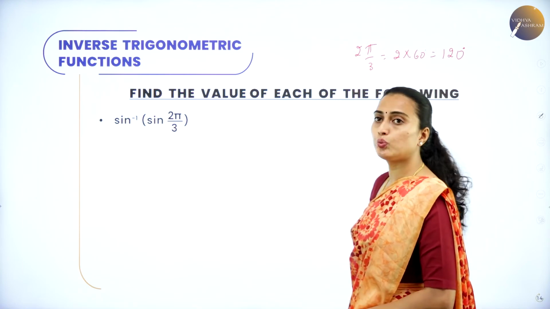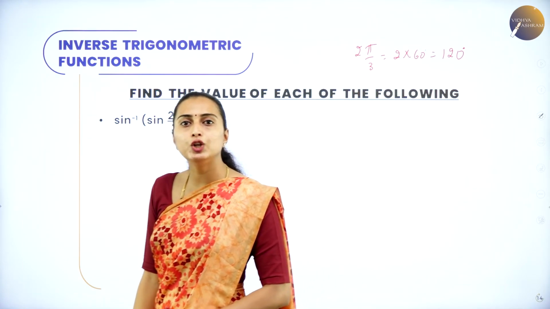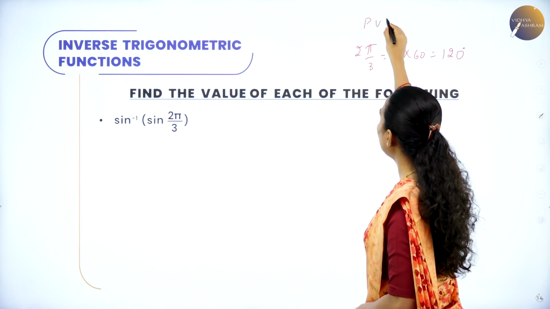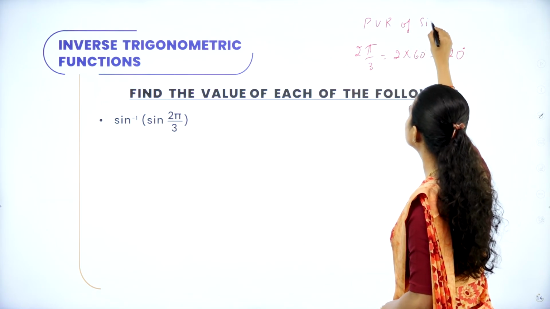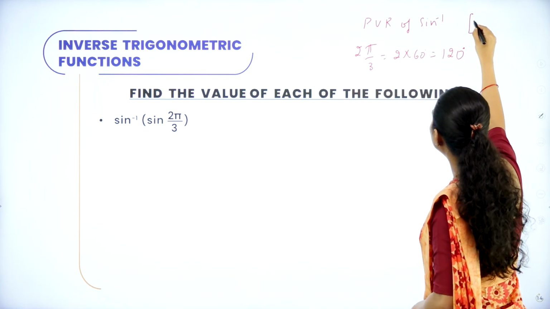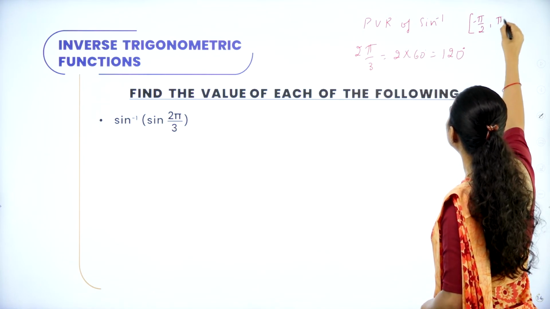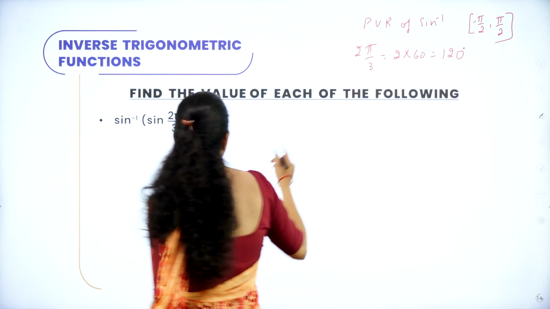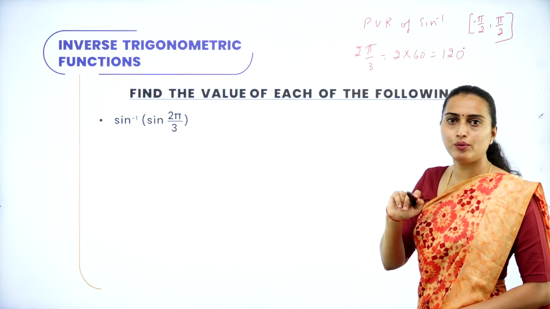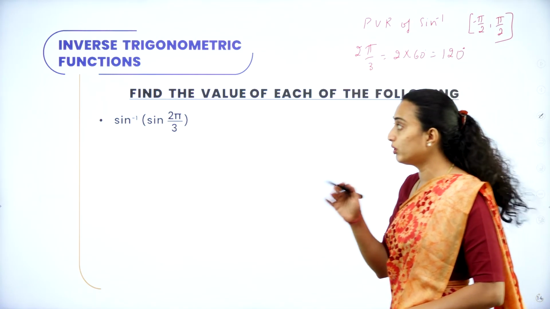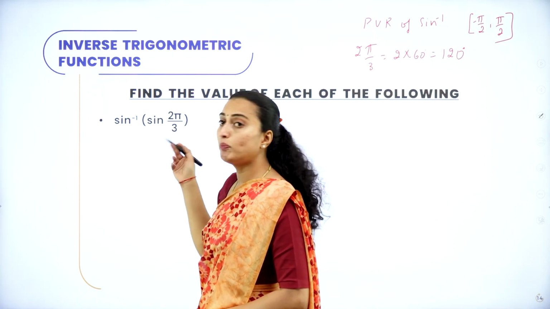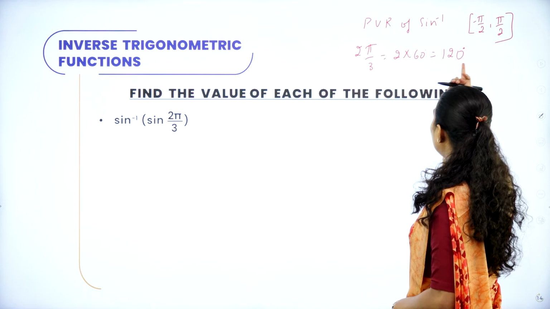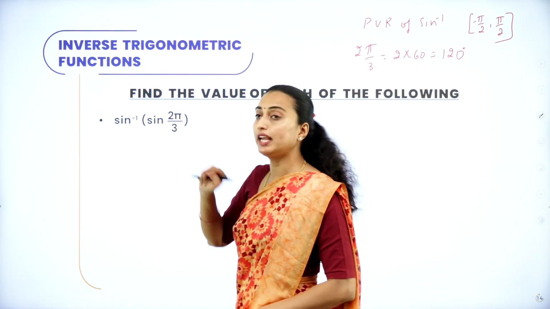Is 120 degrees within the principal value branch of the sine inverse? What is the principal value branch of the sine inverse? Principal value range of sine inverse is the closed interval minus pi by 2, comma pi by 2. Correct? So this is your principal value range of the sine inverse. Is 120 degrees within this? No. Minus 90 to 90. So therefore you cannot cancel here and write 2 pi by 3 as the answer. 2 pi by 3 cannot be the answer because 2 pi by 3 is 120 degree, and 120 degree is not within the range of the sine inverse.